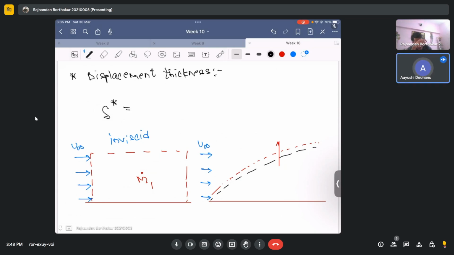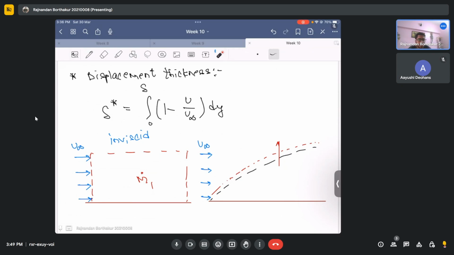Integral 0 to delta, u by u infinity into 1 minus u by u infinity. So u by u infinity into 1 minus u by u infinity is the momentum thickness. This is the displacement thickness, right? So it will be 1 minus u by u infinity, without the extra u by u infinity in front. Right, exactly. So this is basically your displacement thickness.